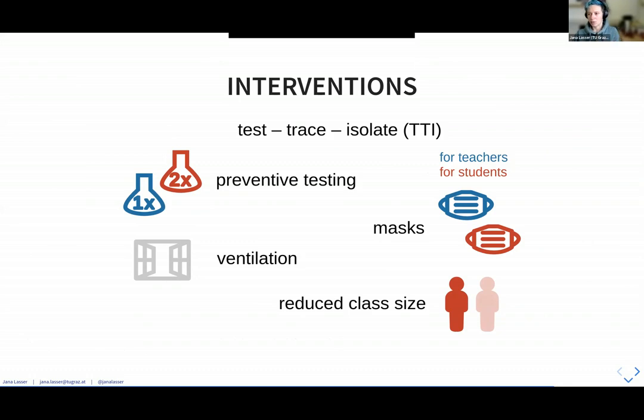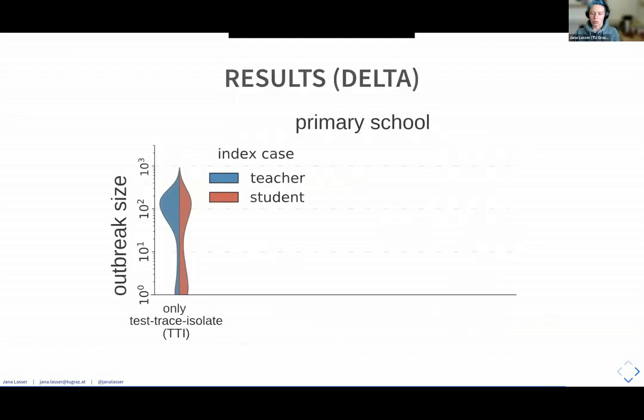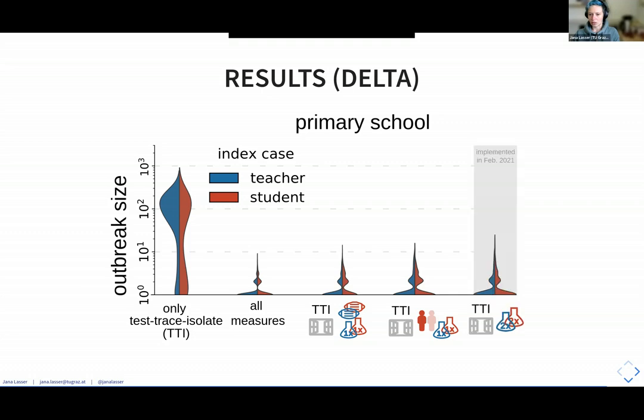What we then did with this model was very similar to what you just saw. We tested different intervention measures: preventive testing, masking, ventilation, reduced class sizes. For every school type, we could get these outbreak distributions depending on who introduced the infection to the school. Then we could put different measure combinations on top of that and see how the outbreak distributions developed. We then made a recommendation for measures that were needed in different school types to control the outbreak sizes and keep the average reproduction number below 1. And these measures were then actually implemented in Austrian schools.